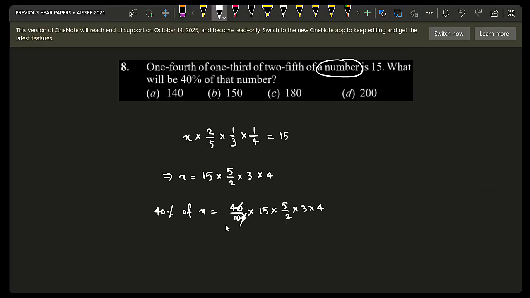0, 0 cancel. Now 2 twos, 2 fives, 5 fives cancel. 2 twos cancel. So the remaining numbers you can multiply. 15 threes are 45. 45 into 4, that is 180. So the answer is C. Any doubts you can raise a hand.